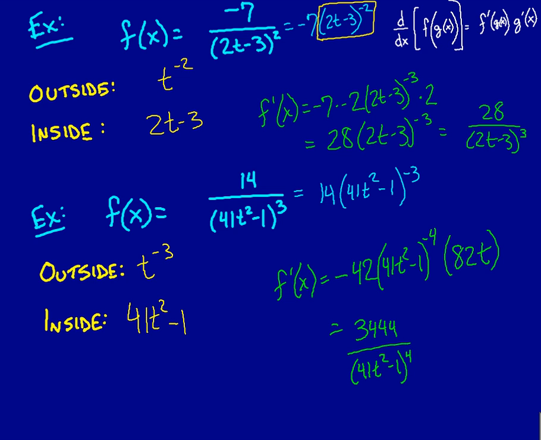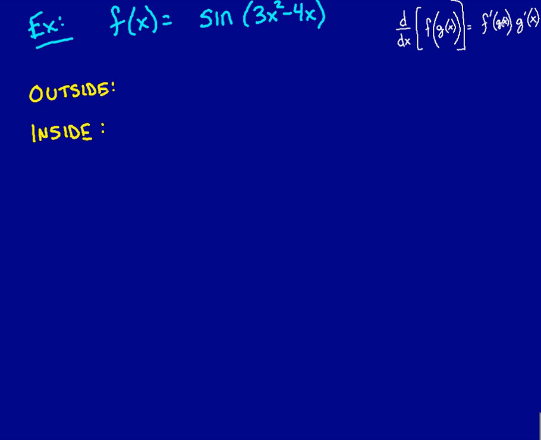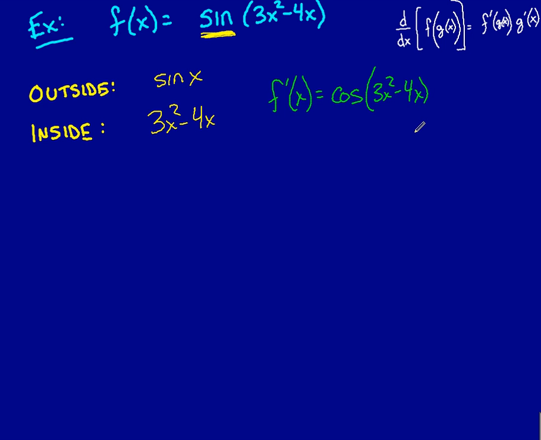All right, one last kind to try, a trig function, and really it's no different than the ones we've done before. The outside function is going to be your trig function. So the outside is sine of x, the inside is 3x squared minus 4x. So when I do this derivative, f prime of x, derivative of the outside, derivative of sine is cosine. With respect to the inside, that means I keep the inside the exact same, and then it's times the derivative of the inside, which is 6x minus 4.